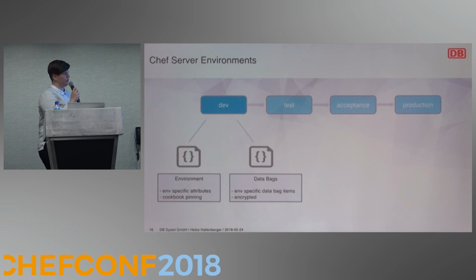Our Chef servers, so we have 4 different stages. As probably most of you, we have development, test, acceptance, and production stage. And we have 4 different Chef servers for that, so each stage has its own Chef server. And what are we actually staging? We are only staging the cookbook pinning in the environment file, because that sets the release versions. And per environment, we have, of course, environment-specific attributes and databases with different URLs and so on.